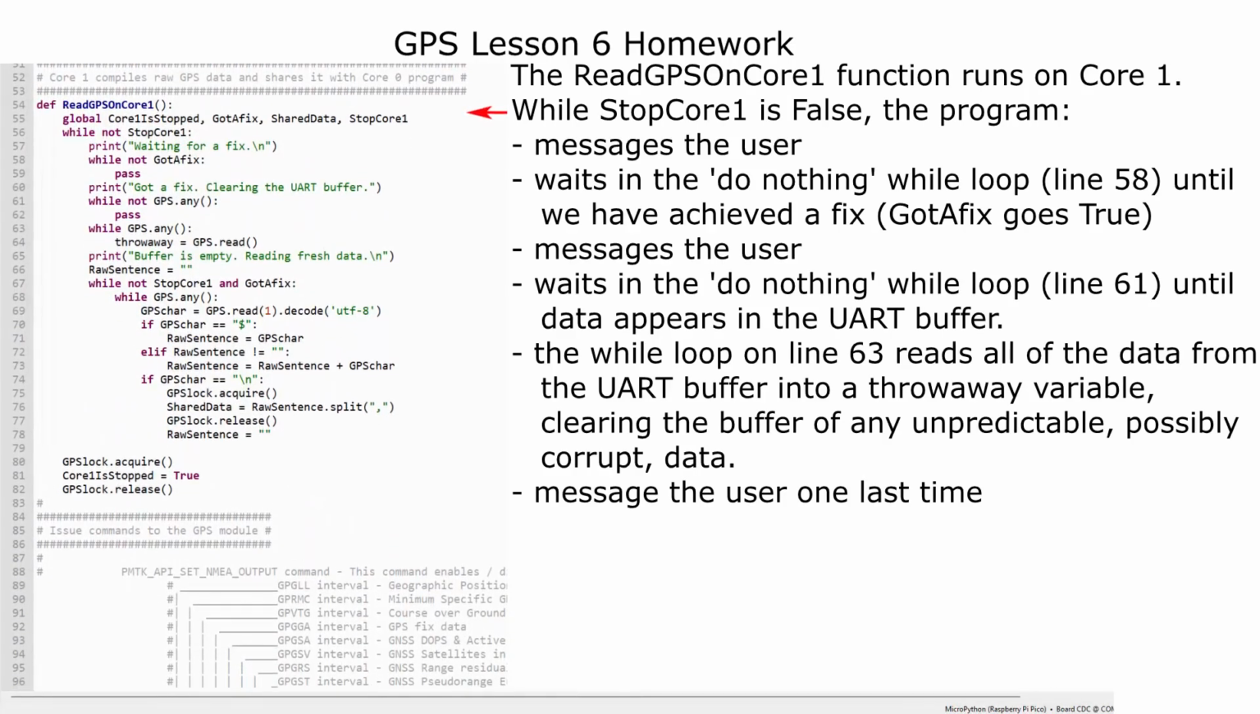The read GPS on Core 1 function runs on Core 1. While stop Core 1 is false, the program messages the user, waits in the do nothing while loop on line 58 until we have achieved a fix. In other words, gotta fix goes true. Messages the user again, waits in the do nothing while loop on line 61 until data appears in the UART buffer, and the while loop on line 63 reads all the data from the UART buffer into a throwaway variable, clearing the buffer of any unpredictable, possibly corrupt data.